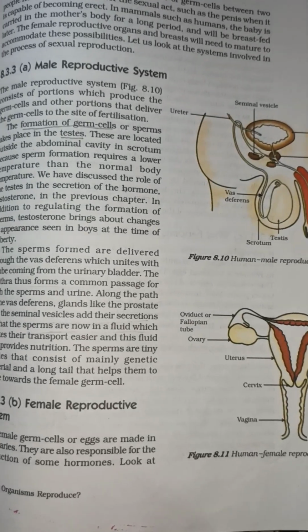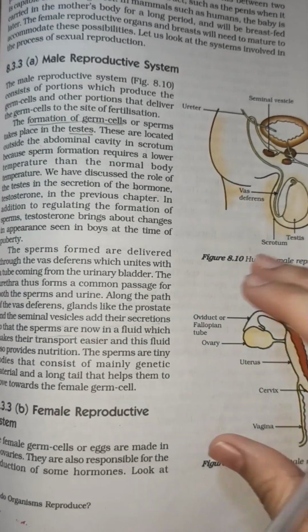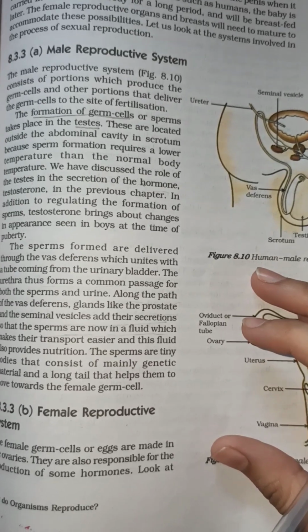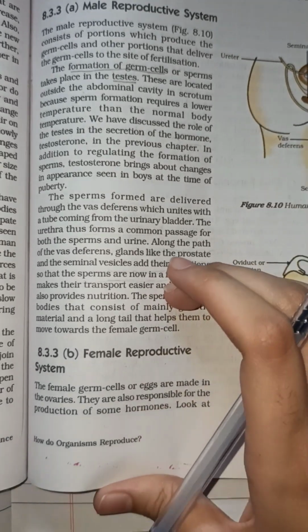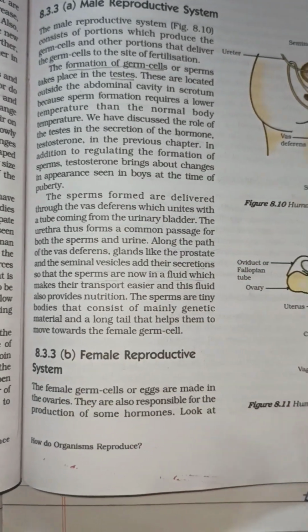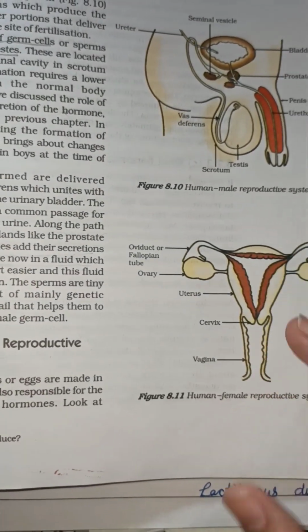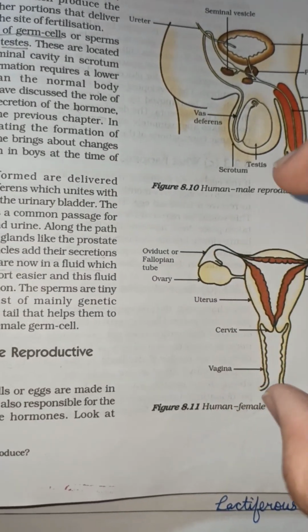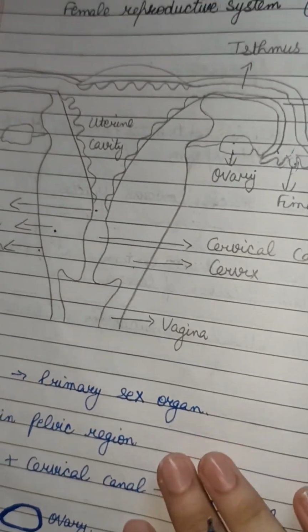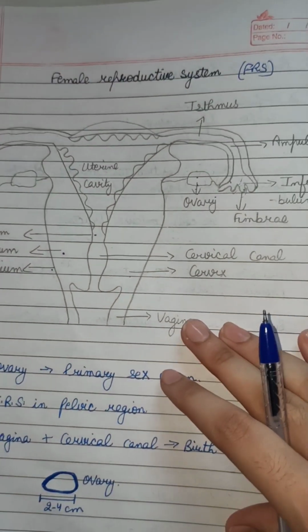Hello friends, welcome to the new video of chapter reproduction of class 10th biology. So in this particular video we will be discussing about female reproductive system in detail. So firstly we will discuss about its structure in detail. So let's start. So here is the structure of female reproductive system.